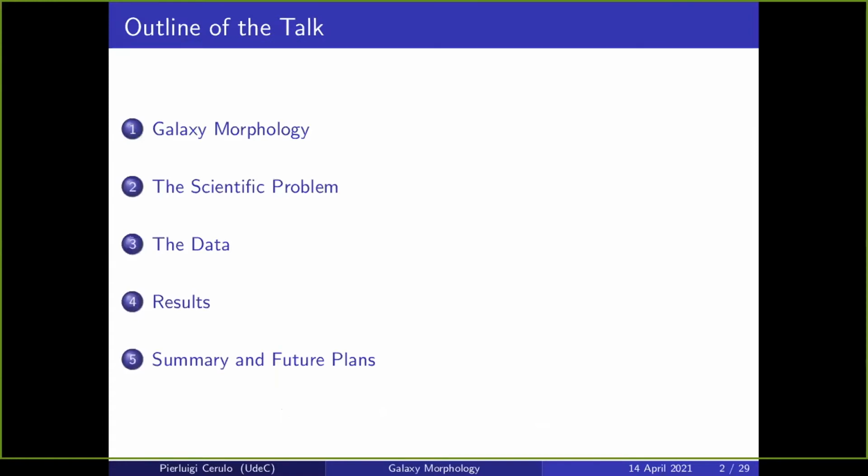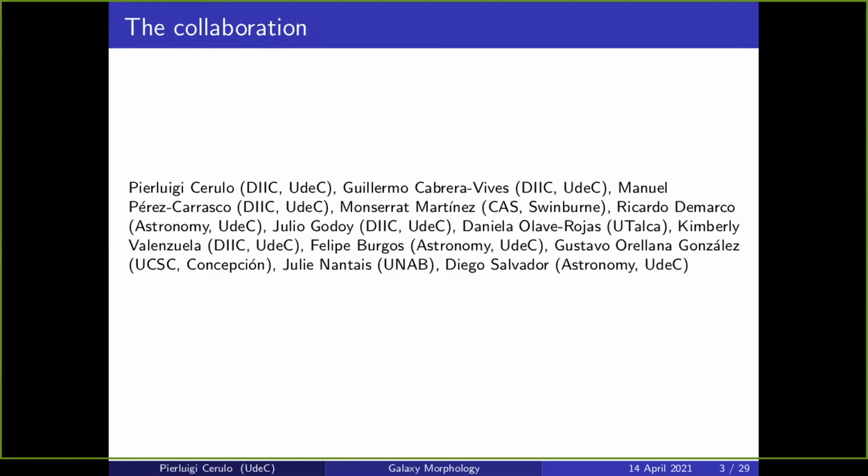Here you can see an outline of the talk. So I'll start by giving a brief introduction on galaxy morphology. I'll present the scientific problem and give a brief description of the data. Then I'll show the results that we've obtained so far, which I'll summarize at the end, giving a brief overview of the plans that we have for the future. I would like to stress that the results that I'm going to present here have been obtained in collaboration with the people that you see in this slide.